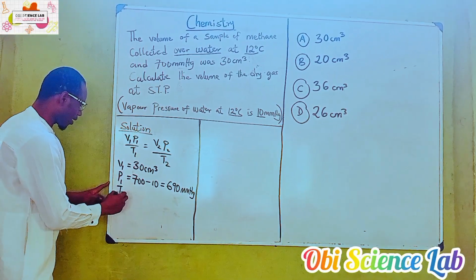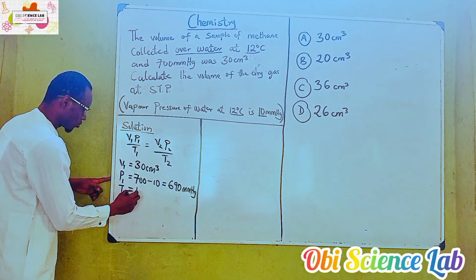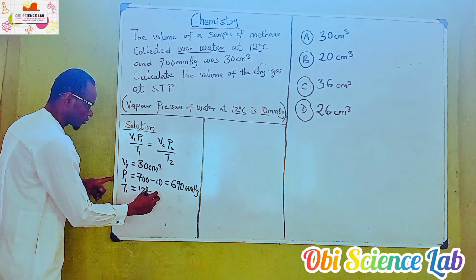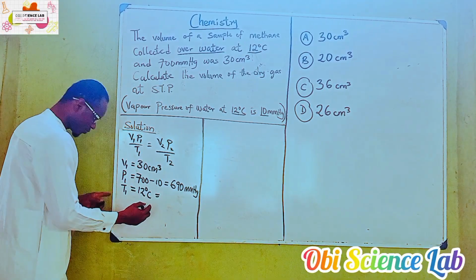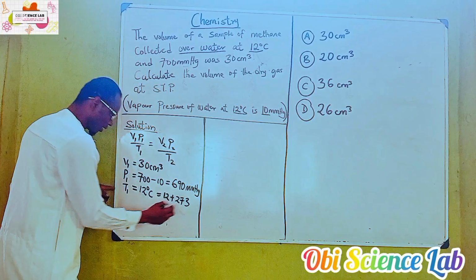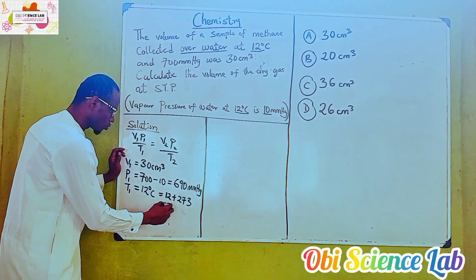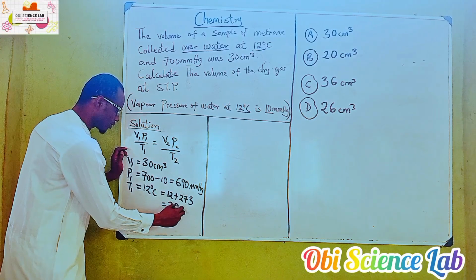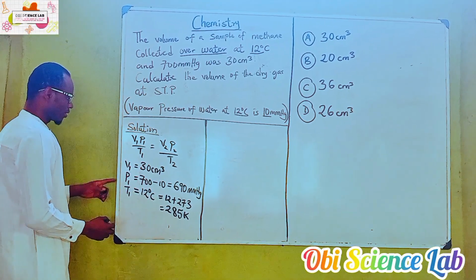So our T1 is 12 degrees Celsius, which we must convert to Kelvin, and that will give us 12 plus 273, which will give us 285 K. So this is the temperature we are using.